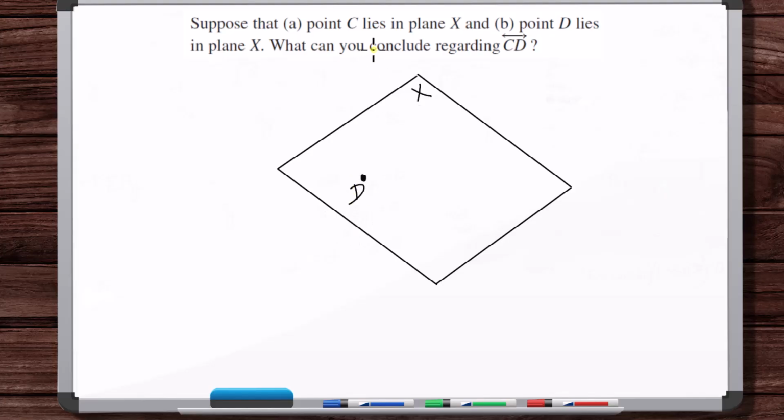Okay, it's not two separate questions. It's saying point C lies in plane X and point D lies in plane X. What can you conclude then regarding line CD? Well, that it's going to lie in plane X as well. It has to. And that's the entire line. The entire infinitely long line extends and is at all points on the line always in the infinitely extended plane X.